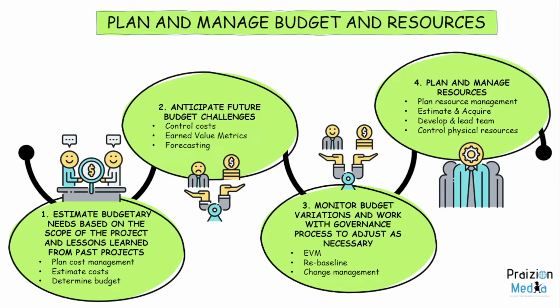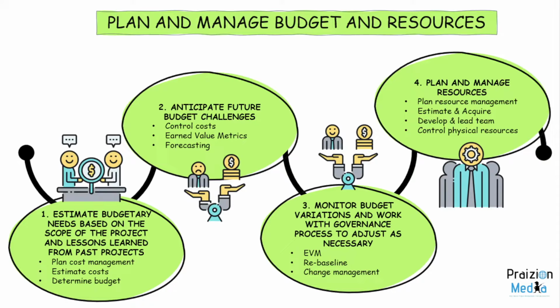Number 4, plan and manage resources. Now, this is a huge shift away from the topic of cost, even though it is related. Plan resource management, estimate those resources and acquire them, develop and lead the team and control physical resources. These are all things that you do throughout resource management.